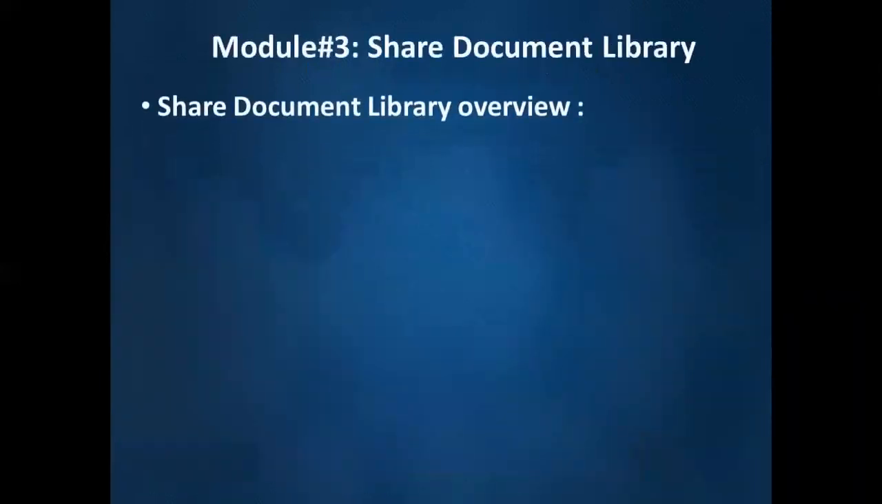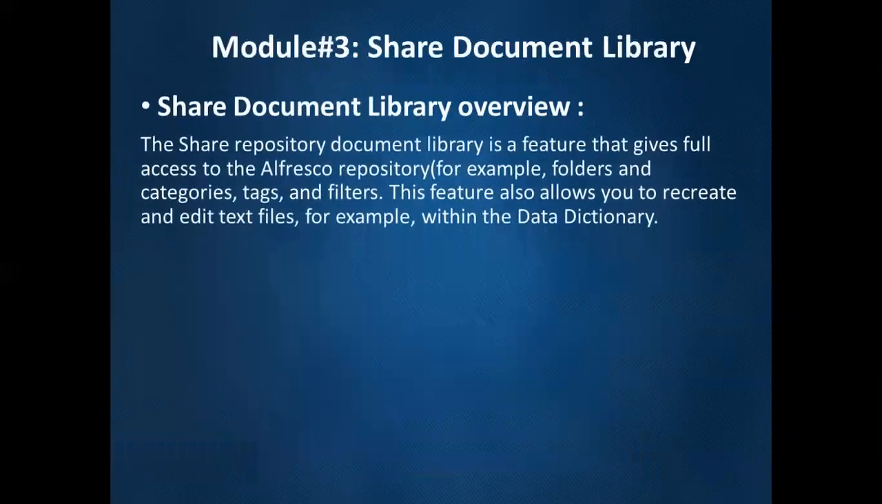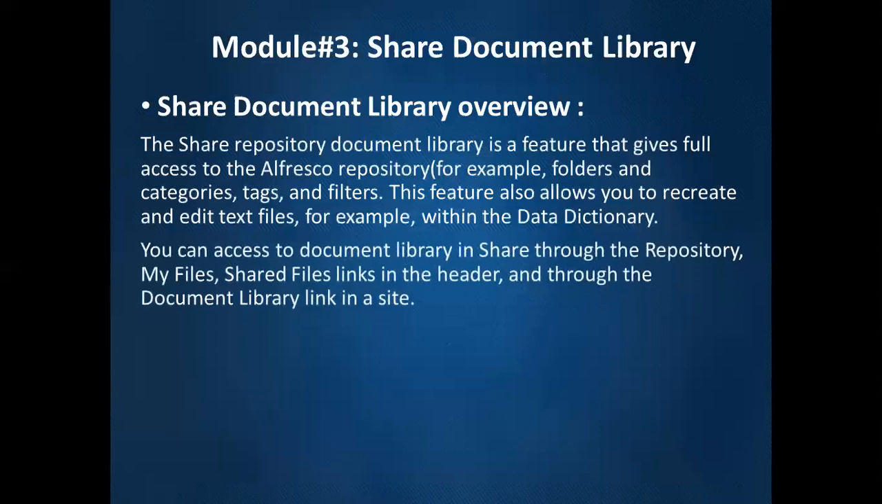Shared Document Library Overview. The Shared Repository Document Library is a feature that gives you full access to the Alfresco repository, for example folders and categories, tags and filters. This feature also allows you to create and edit text files, for example, with the data dictionary. You can access the document library in Shared through the Repository or My Files or Shared Files links in the header and through the document library link in the site.